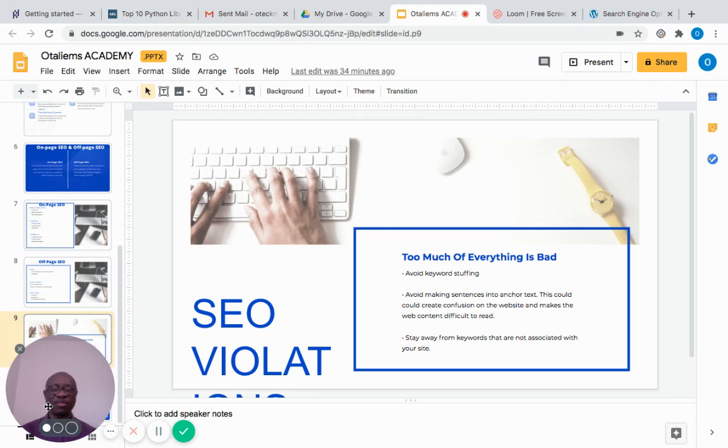I've seen quite a lot of people who probably over optimize, not trying to game the system, and end up having so much keyword on their site, which is termed keyword stuffing, and that could have a negative impact on your Google ranking. Also avoid making sentences into anchor text. This could create confusion on the website and make the web content difficult to read. So stay away from keywords that are not associated with your site.